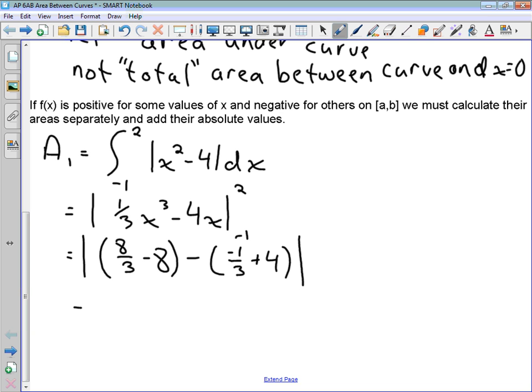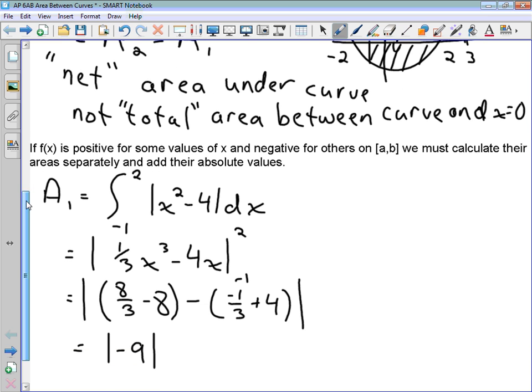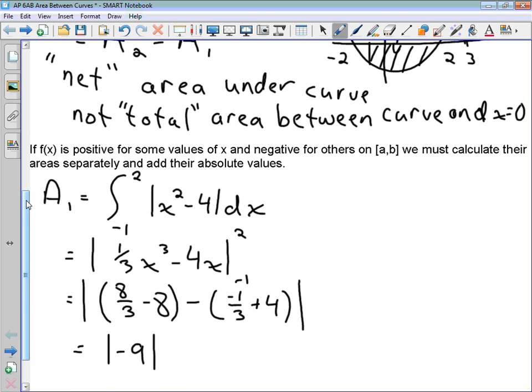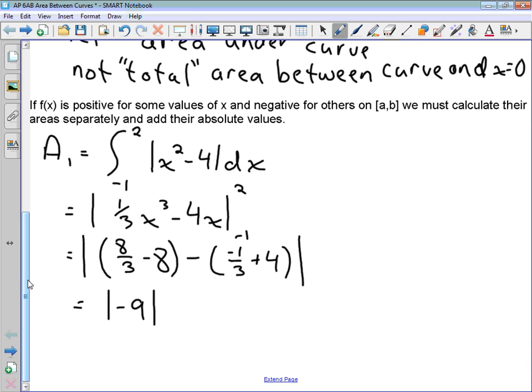So we evaluate this, and it works out to be -9. And again, we expect it to be negative because this region is underneath the x-axis. We expect it to be a negative area. So we take the absolute value of this, and we get 9 for the total area of that region.